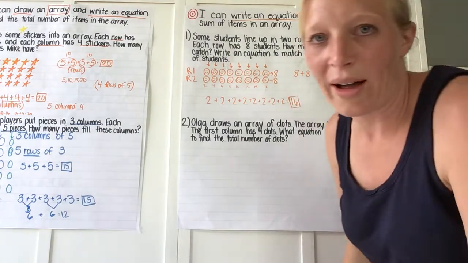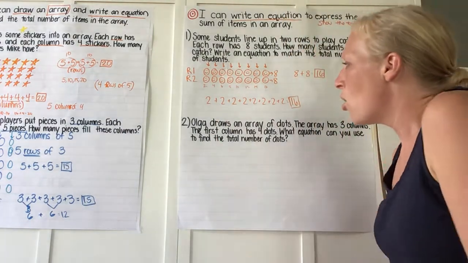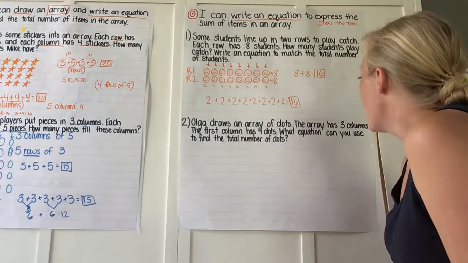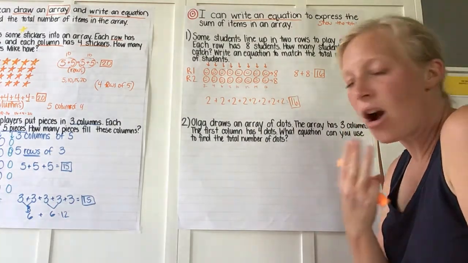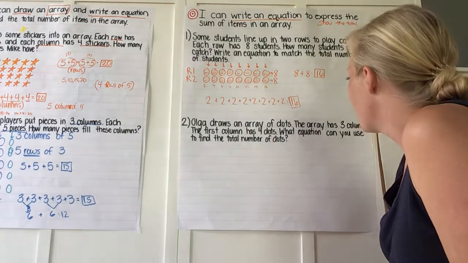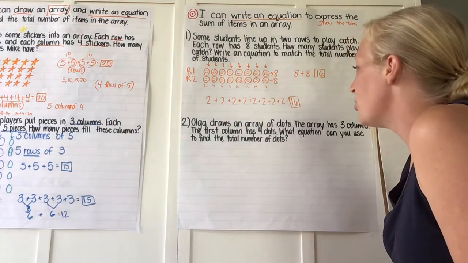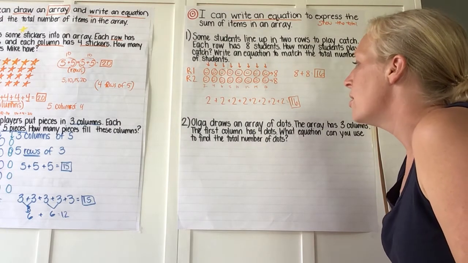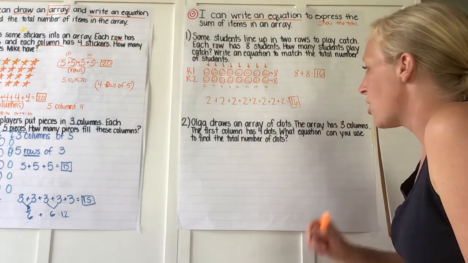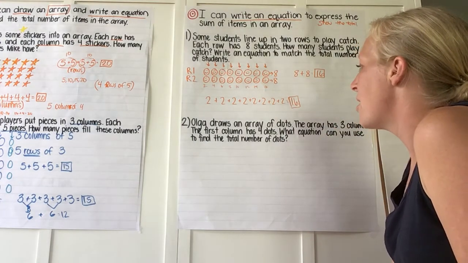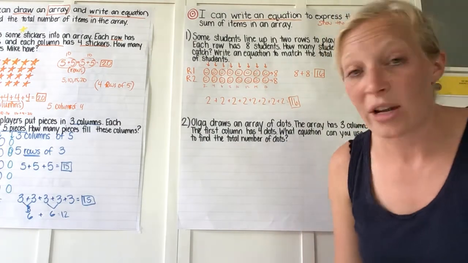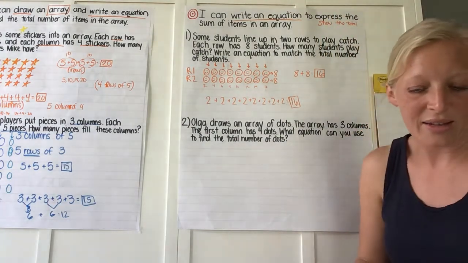Let's read about Olga. I like that name, Olga. Olga draws an array of dots. The array has 3 columns. The first column has 4 dots. What equation can you use to find the total number of dots? Okay, 3 columns, and the first column has 4 dots. What equations could we write, or equation could you write to help you find that total?